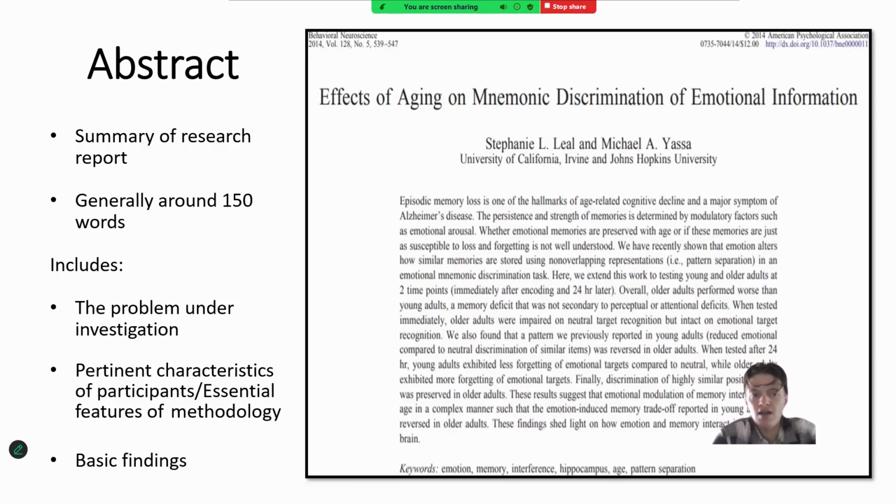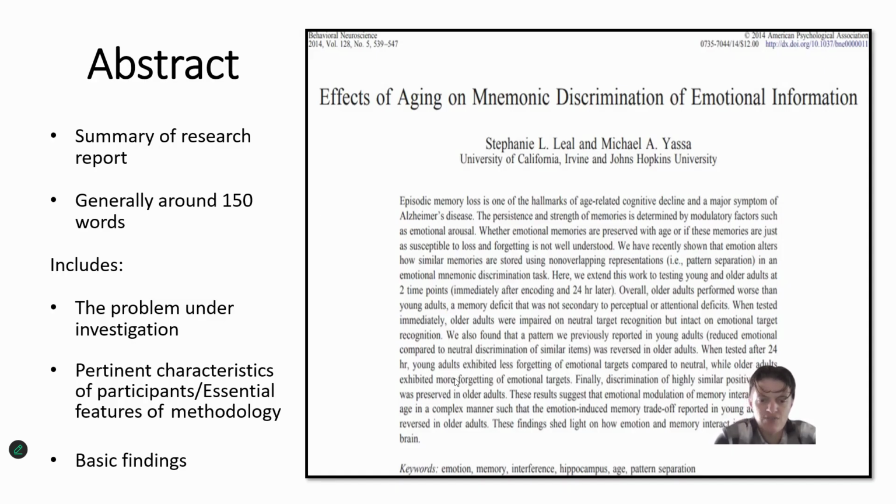It's a short summary of the research that you completed. It's generally around 150 words. It's going to include the problem or the issue that you were investigating, any pertinent characteristics related to the participants, the essential methods that you used, the features of your methodology. It's going to have a quick overview of your basic findings, right?